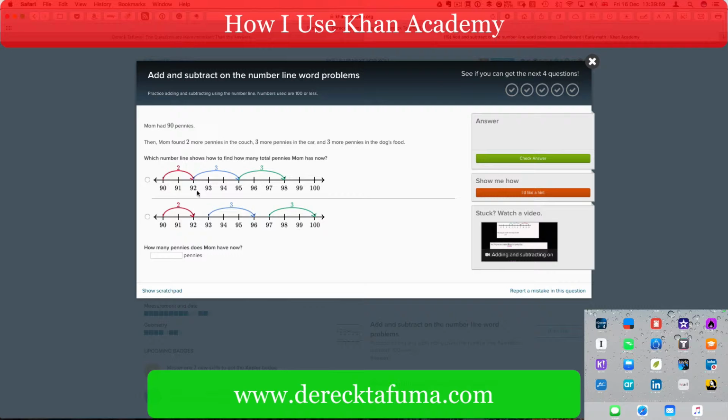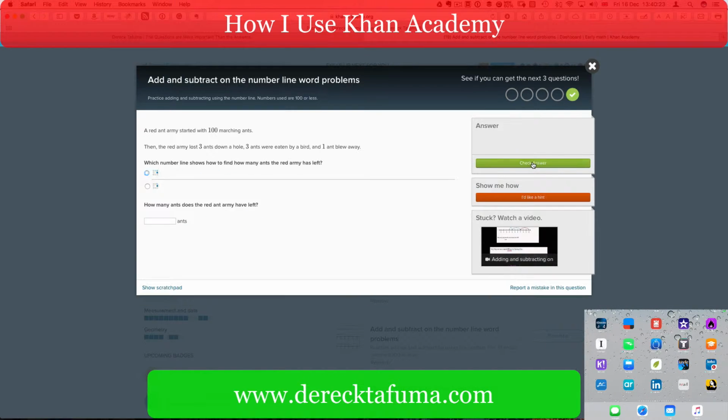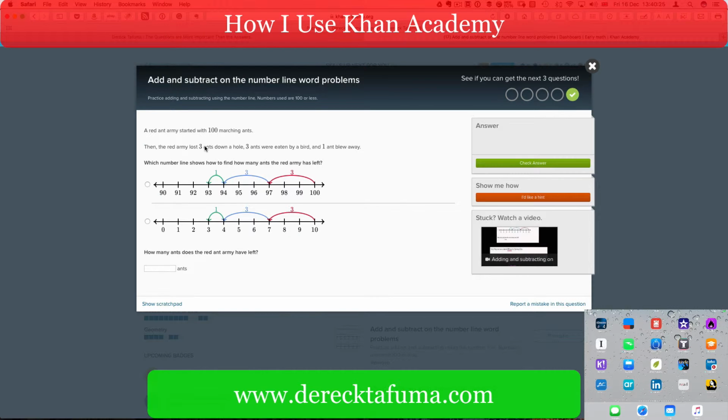And then she found 2, so she's added 2, and then she found 3 in the car, so I'm going to add 3, and then another 3 in the dog's food. So as far as I'm concerned, that 6, 8 should be 98, so the answer is that one. Okay, how many pennies does mom have now? I'm going to put 98 in there. Okay, and then check the answer is correct. Move on to the next one. Started with 100, lost 3 were eaten, so the answer should be 93, which is the first one. So I'm going to put 93 here. 93.